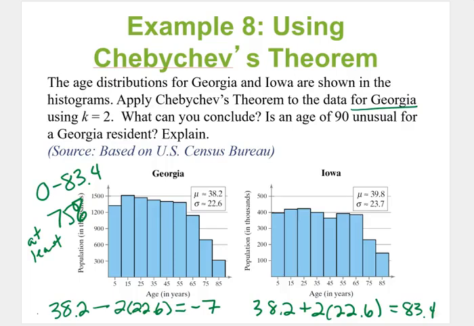And usually when you're talking about statistics, if anything is more than 2 standard deviations away from the mean, it's considered unusual. And we will talk about more specifically what that means later on. But for now, obviously 90 is much higher than 83.4, so we could say that the age of 90 is unusual for the state of Georgia.